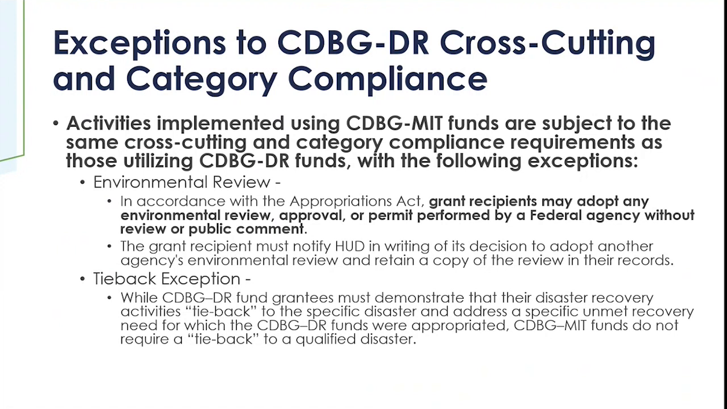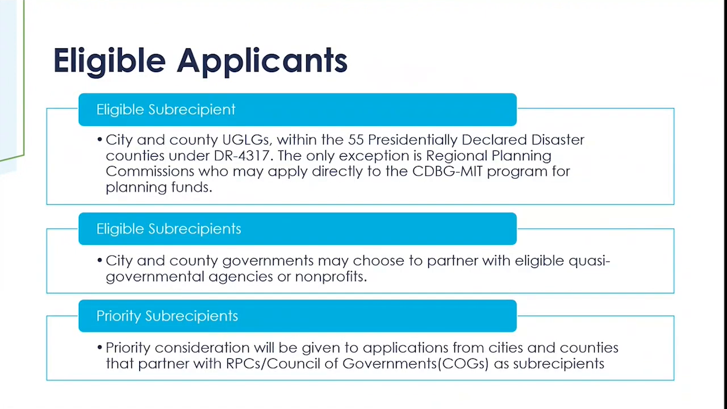You remember Stacy talking about specifically how you had to tie your DR funds back to the disaster. Under the mitigation category, because it's forward-looking, there is obviously no tie-back requirement. So that becomes an exception to this program. Eligible applicants include the units of general local government within those declared 4317 counties.